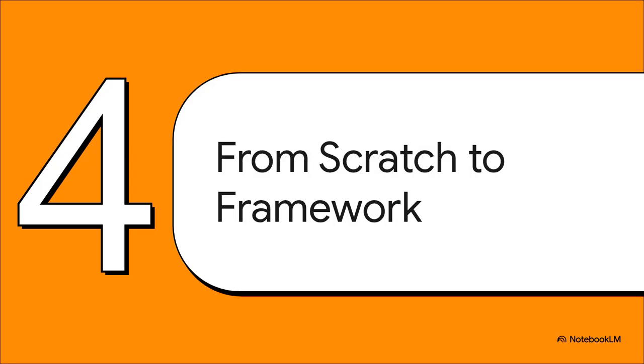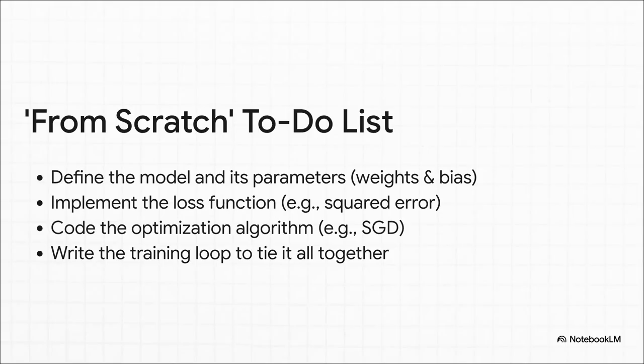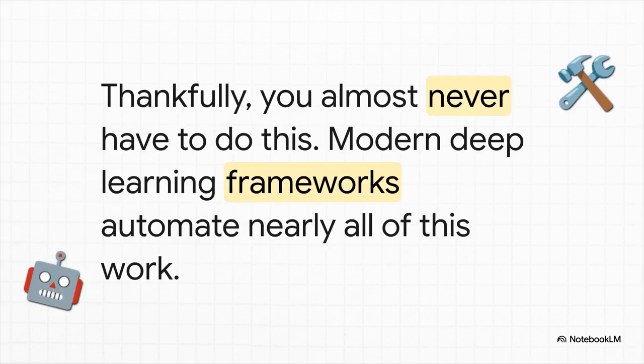So now that we've got the theory down, how does this actually happen in practice? Does every single data scientist have to build all of this from the ground up every time? I mean, if you were going to do it all from scratch, you'd have your work cut out for you. You'd have to code the model parameters, write the loss function yourself, implement that whole gradient descent process, and then manage the entire training loop.